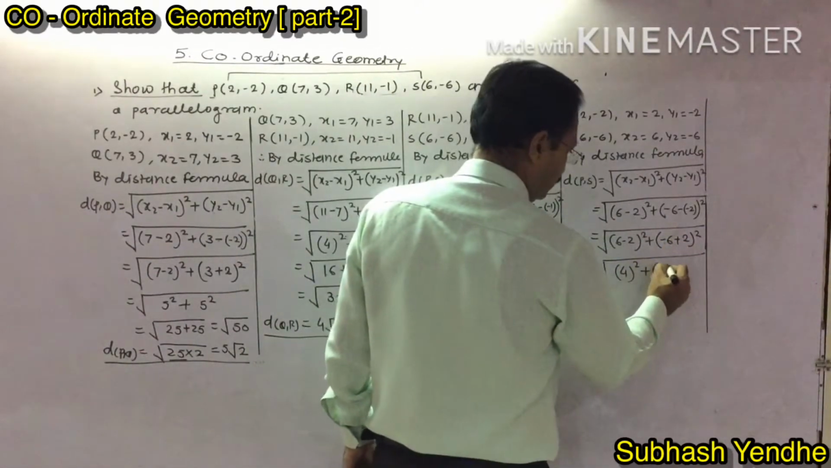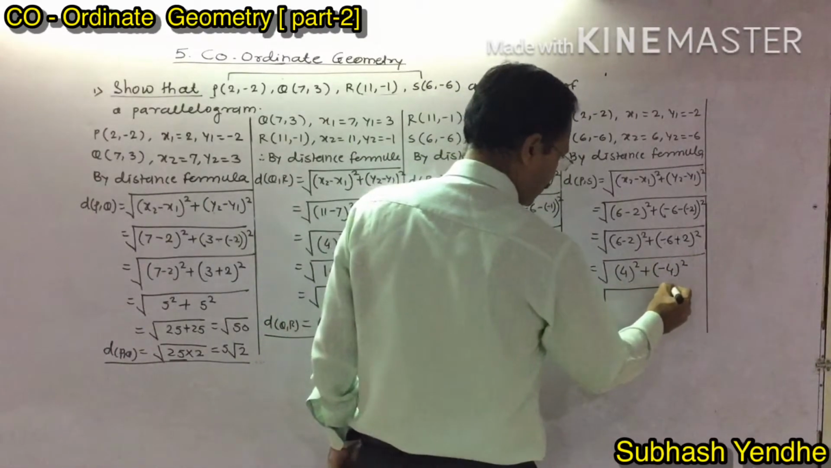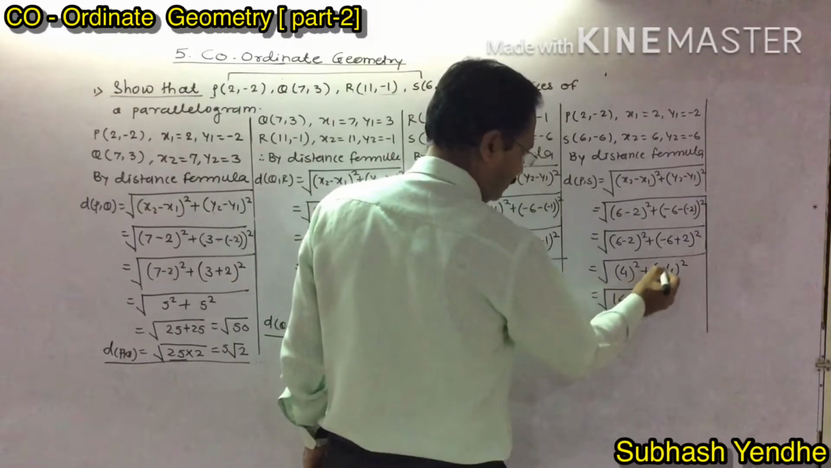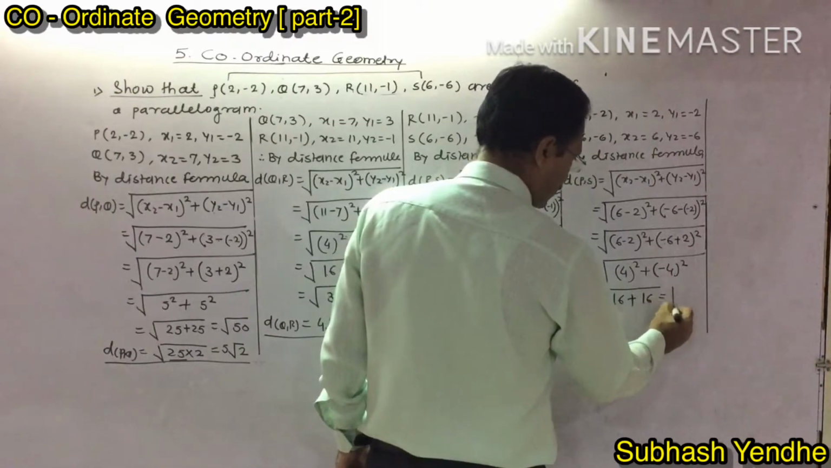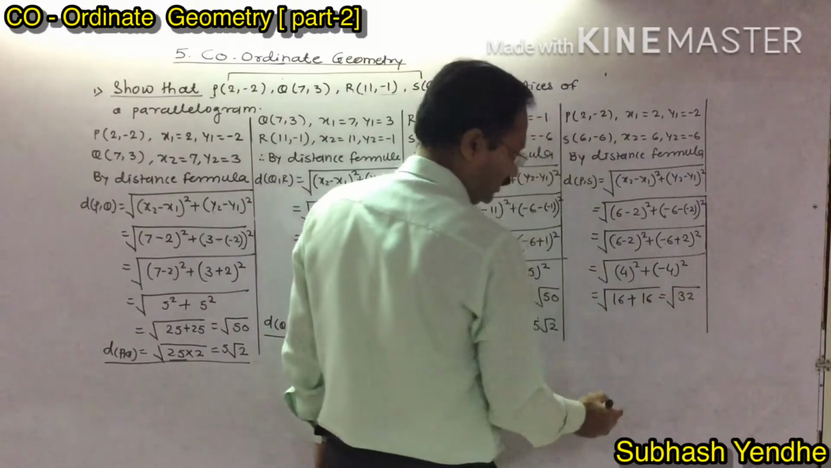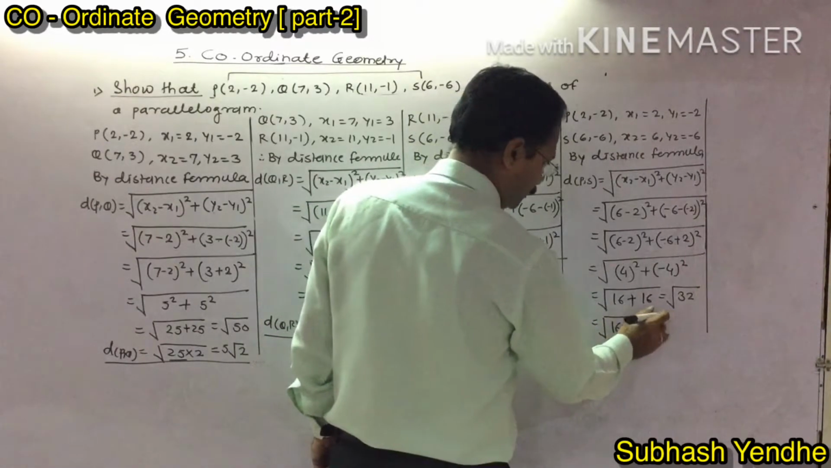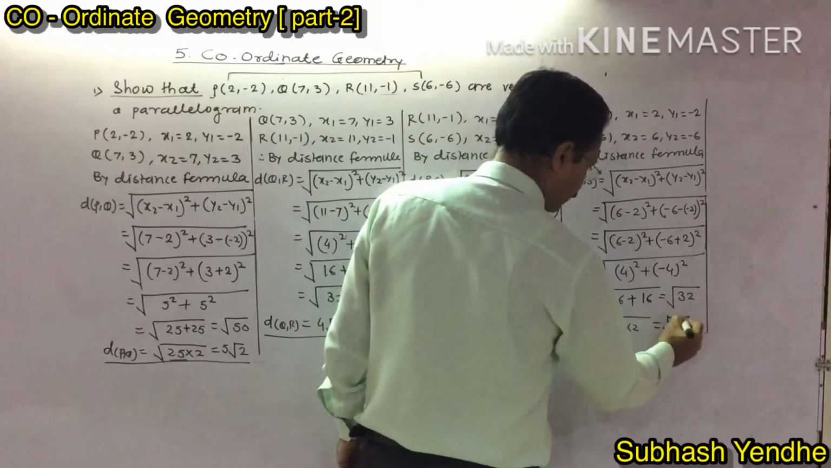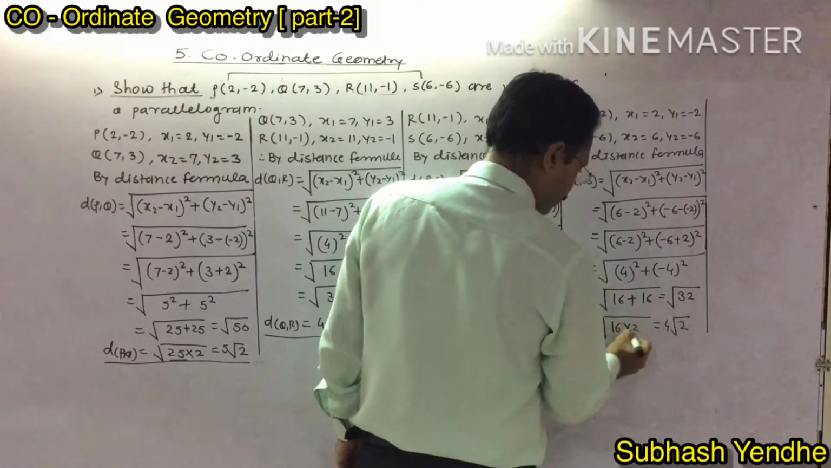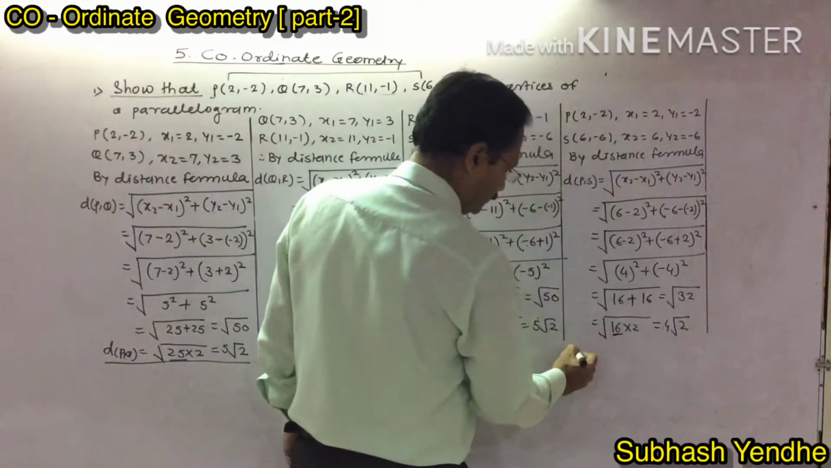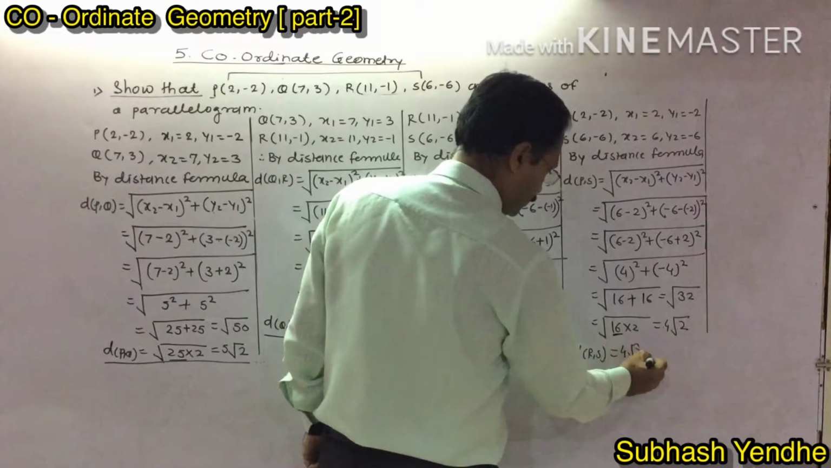Then what you have to do? Subtraction and give the sign of the larger number. Then you will get 4 square, 16. Minus square is always positive. 4 square is 16. So you will get here root 32. So we can factorize root 32 as 16 into 2. So you will get the answer 4 root 2 because the root of 16 is 4. So we can write it, distance RS equals to 4 root 2.